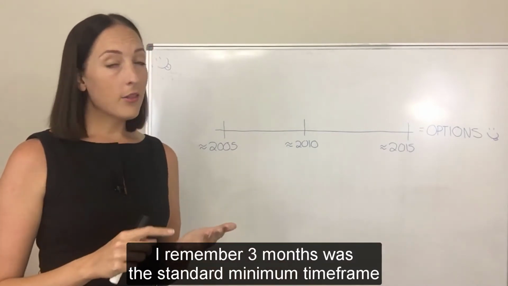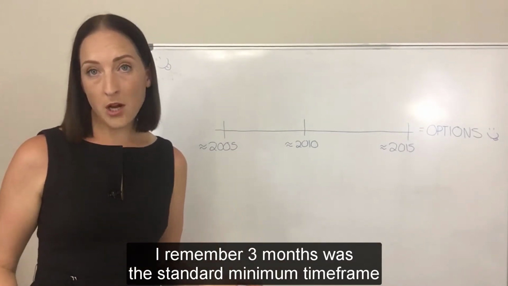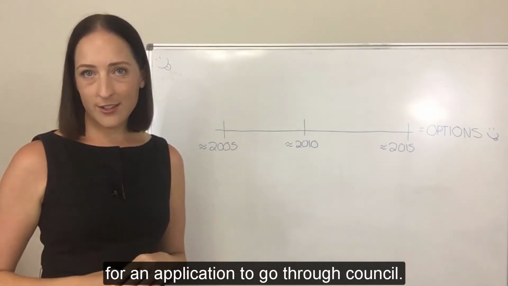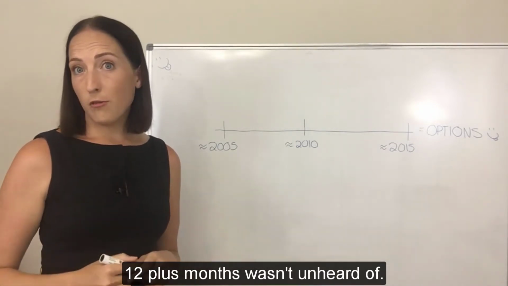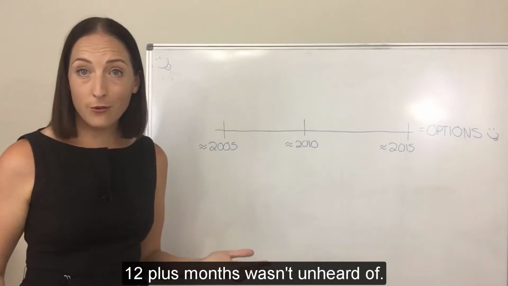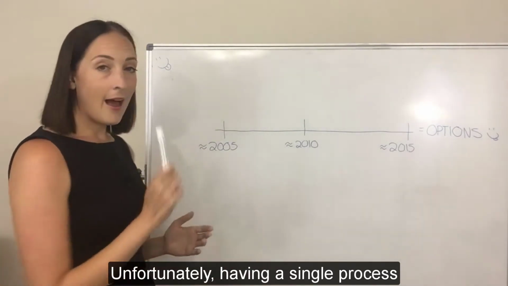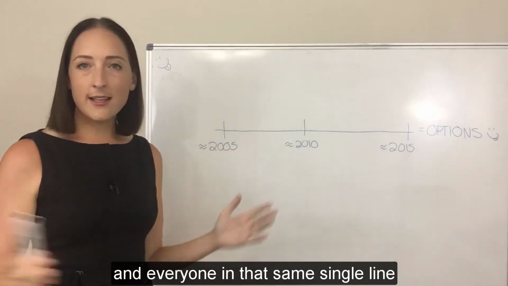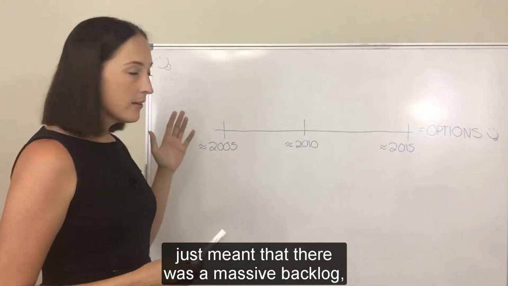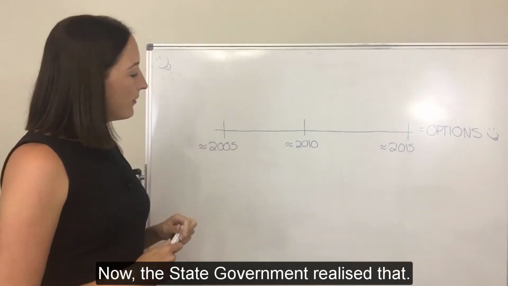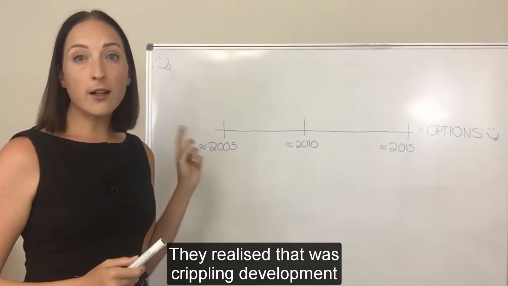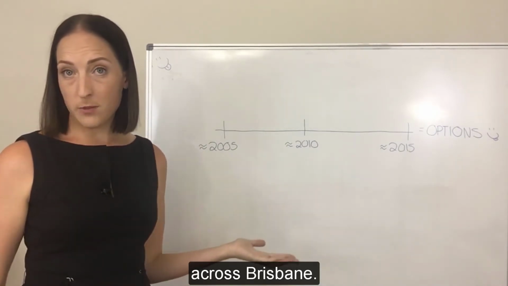I remember 3 months was the standard minimum time frame for an application to go through council. 6 to 12 months was pretty standard. 12 plus months wasn't unheard of. Unfortunately, having a single process and everyone in that same single line just meant that there was a massive backlog. Things took forever. Now, the state government realised that. They realised that that was crippling development across Brisbane.